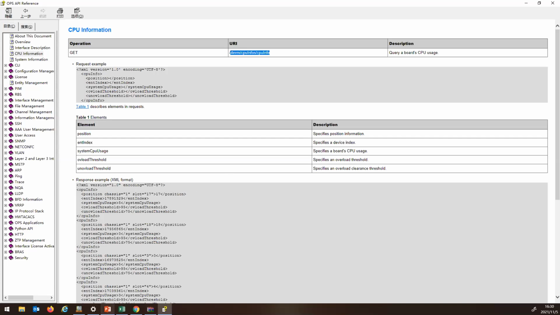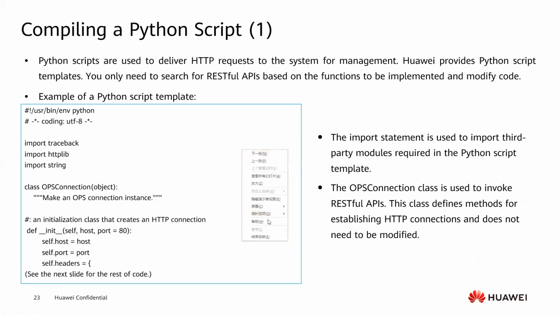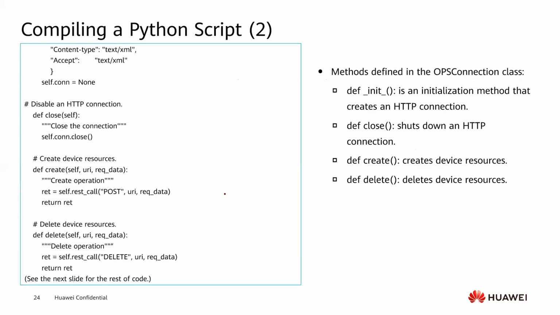Okay, let's continue with the slide. This is used for the OPS connection to invoke the RESTful API. You don't need to write the code. You just copy this code.